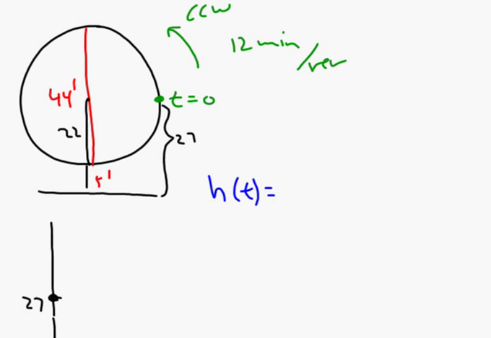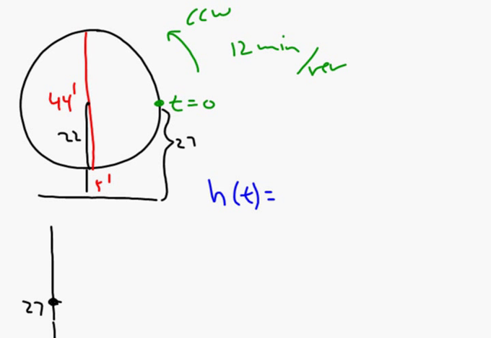Now, since it takes 12 minutes per revolution, we can find the other important times. Hey, how high is this thing at the top? Well, that would correspond to a quarter of the way around the circle. So that means 3 minutes will have elapsed. So that goes with t equals 3. And for the same reason, halfway around the circle is t equals 6. Here's three quarters, t equals 9. And we're back at the beginning, t equals 12.